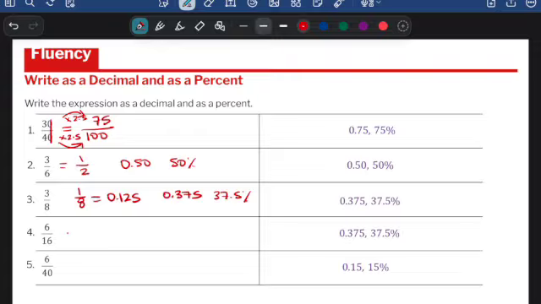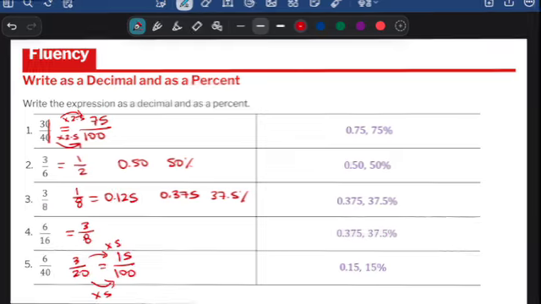6 over 16, again, we can simplify the fraction. So divide both by 2. 6 divided by 2 is 3. 16 divided by 2 is 8. That's the same fraction as the one before, so we know this would be 37.5%. And 6 divided by 40, we can simplify that fraction as well. 3 over 20. Now let's convert 20 to 100. Let's convert that to a percent fraction. 20 times 5 gets us to 100, so I'm going to multiply 3 times 5, and our percentage would be 15 out of 100, or 15%.